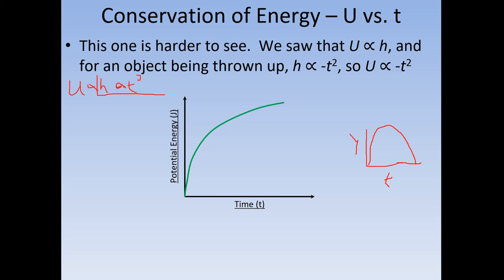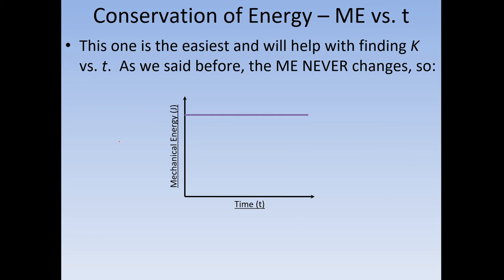So because of the equation, x equals one half a t squared, we can see again that the vertical height (I should probably have made this a y) and the time squared have this relationship, curved in this specific way. All right. Now, mechanical energy versus time is easy.